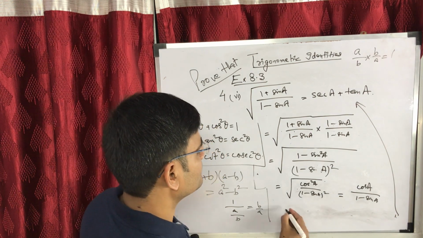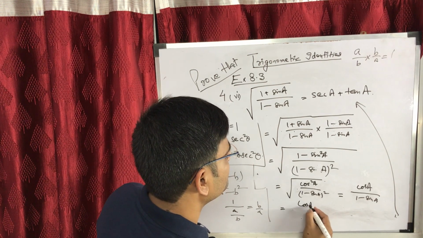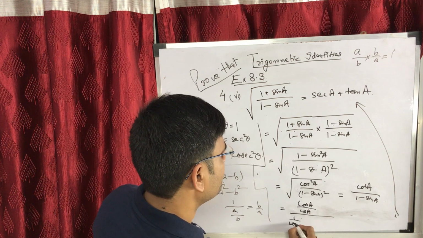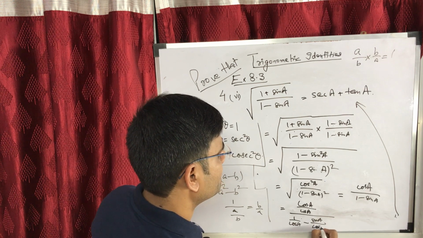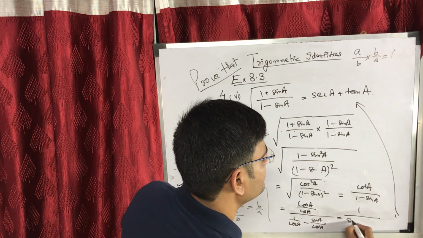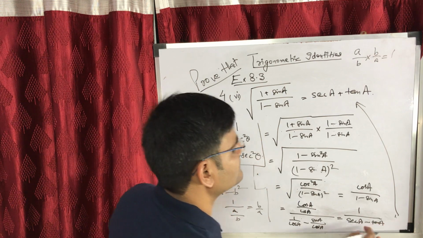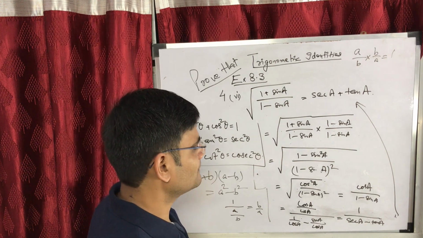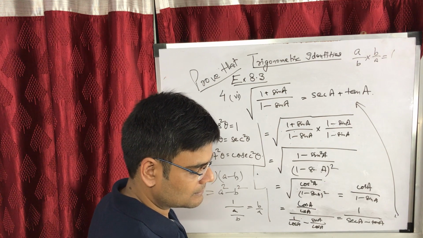And something like dividing numerator and denominator by cos A. See, there are many directions you can take. 1 by cos A minus sin A by cos A, so this becomes sec A minus tan A. If this is there in the RHS, you have to take this method. So depending upon the problem, you can solve them. Number 6 is done. Let's do number 7.